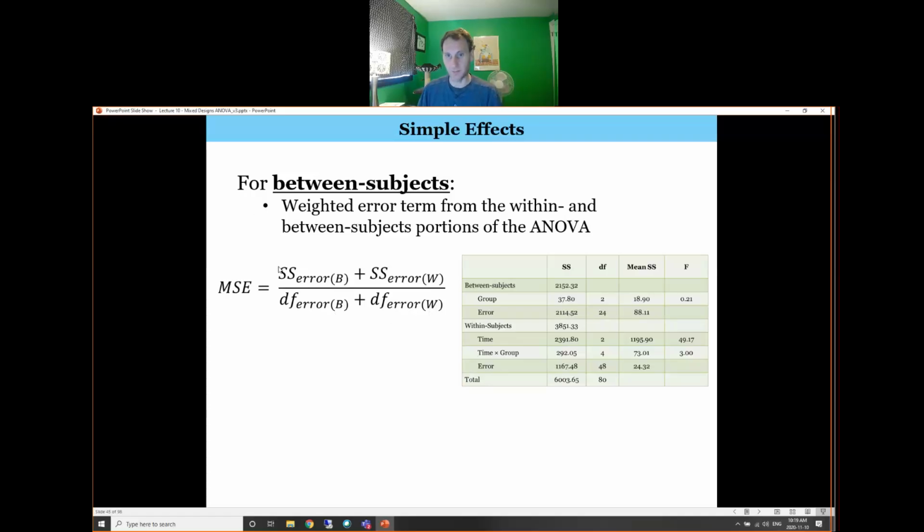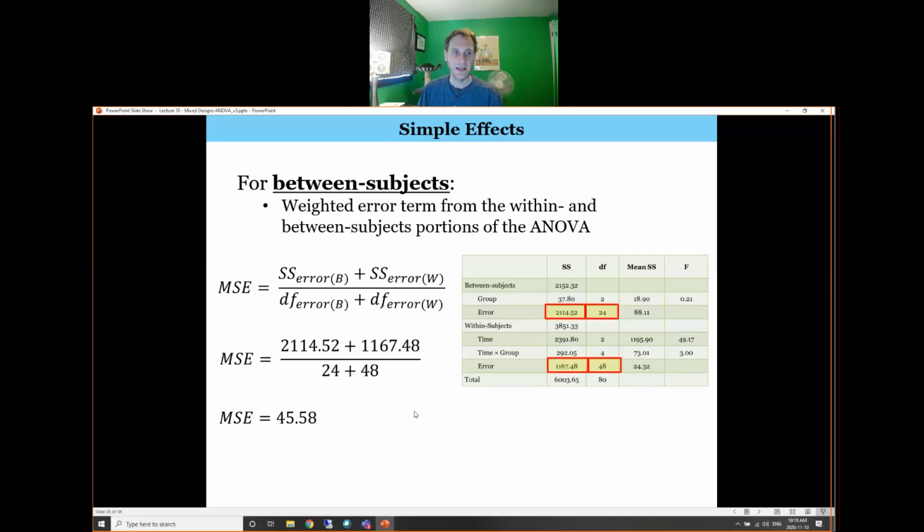So our sums of squared error between is right here, 2,114.52. Our sums of square error within is 1,167.48. The degrees of freedom for our error between is 24, and our degrees of freedom for our error within is 48. So we can pop those into this equation and solve for our between subjects mean squared error that we'll use for our simple effects. This is our best estimate of population variance at the between subjects level.